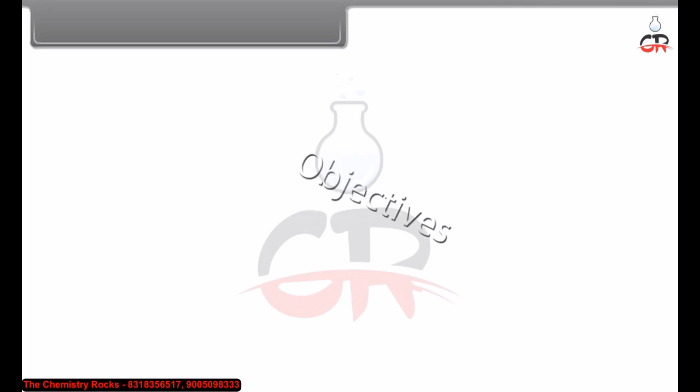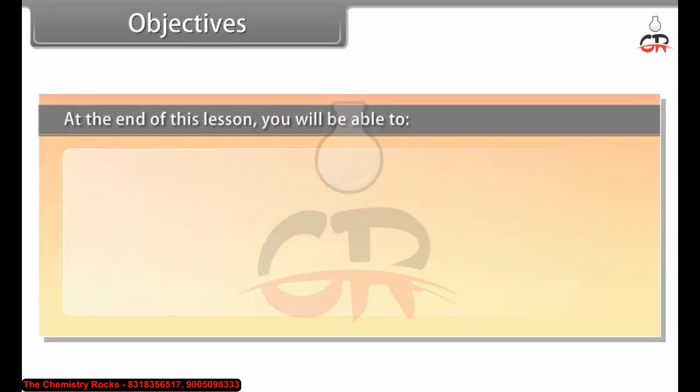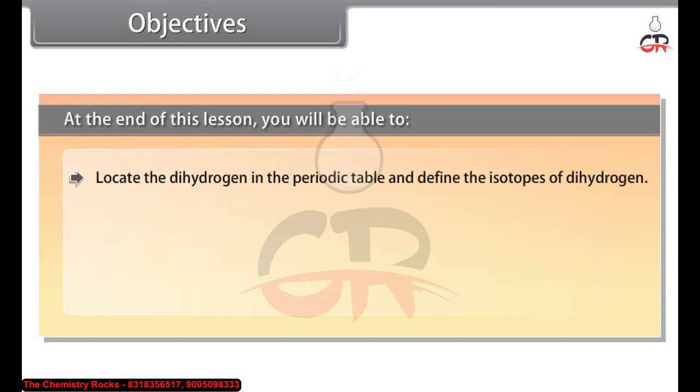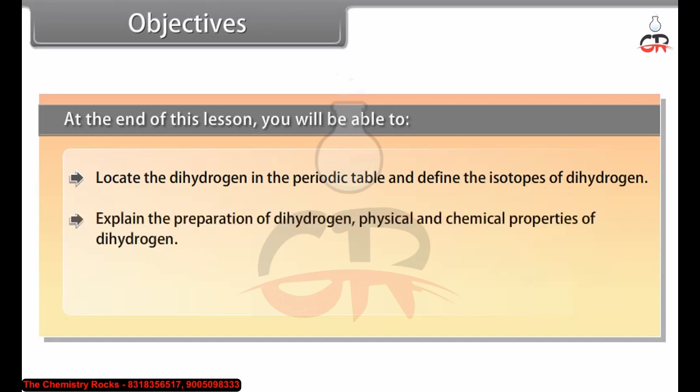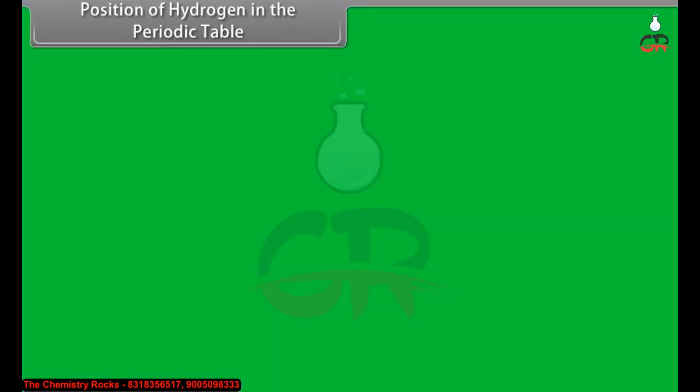Objectives. At the end of this lesson, you will be able to locate the dihydrogen in the periodic table and define the isotopes of dihydrogen. Explain the preparation of dihydrogen, physical and chemical properties of dihydrogen. Explain hydrides, position of hydrogen in the periodic table.